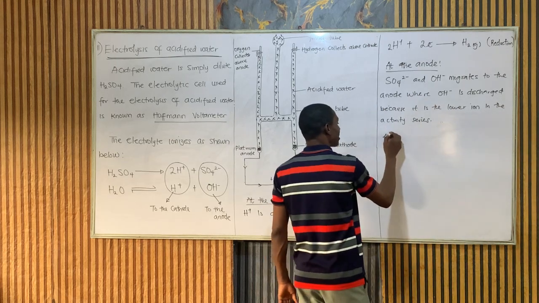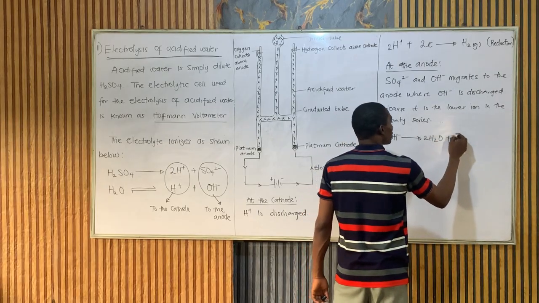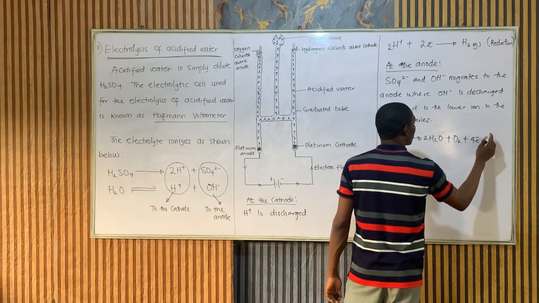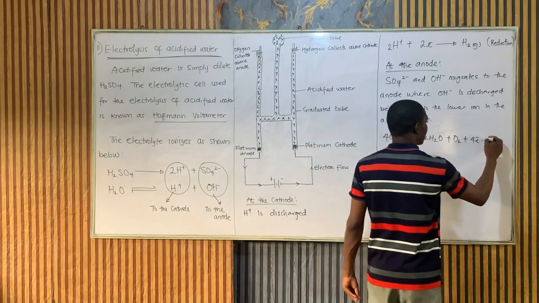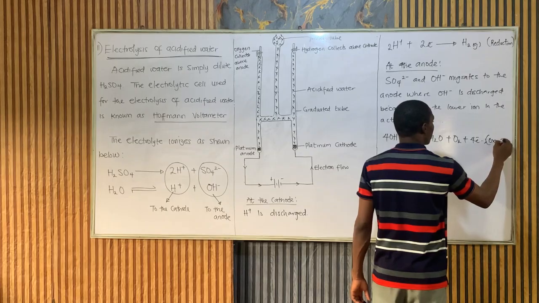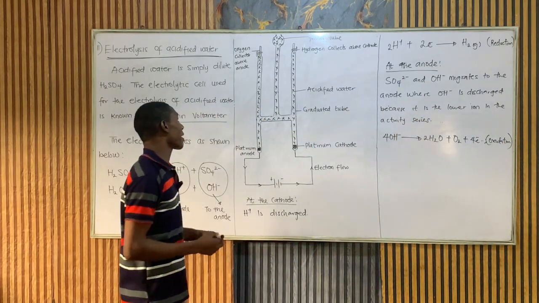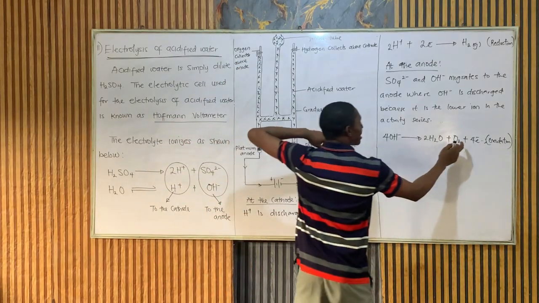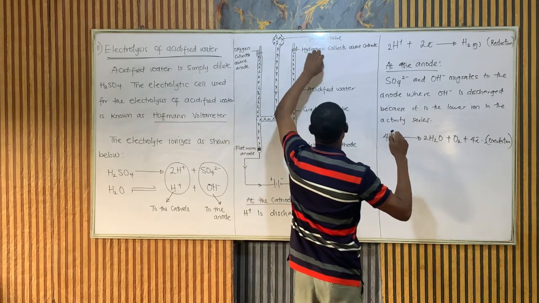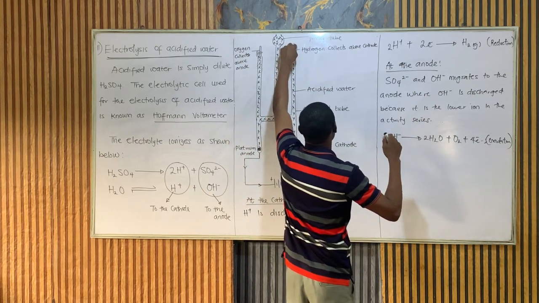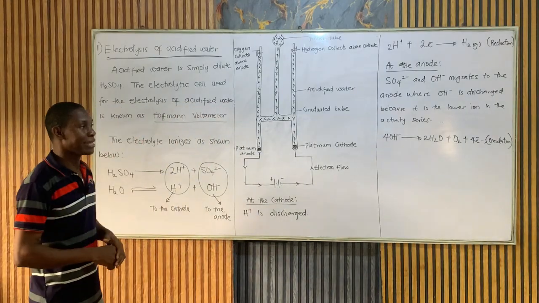So we have it as this: 4OH- to give 2 molecules of water plus oxygen gas plus 4 electrons. Now, this is electron loss and it is oxidation. And so that's about the electrolysis of water. And we can see that the gas liberated at the anode is oxygen. Oxygen is collected over the acidified water here, and hydrogen is collected above the cathode here. So that's about the electrolysis of acidified water.